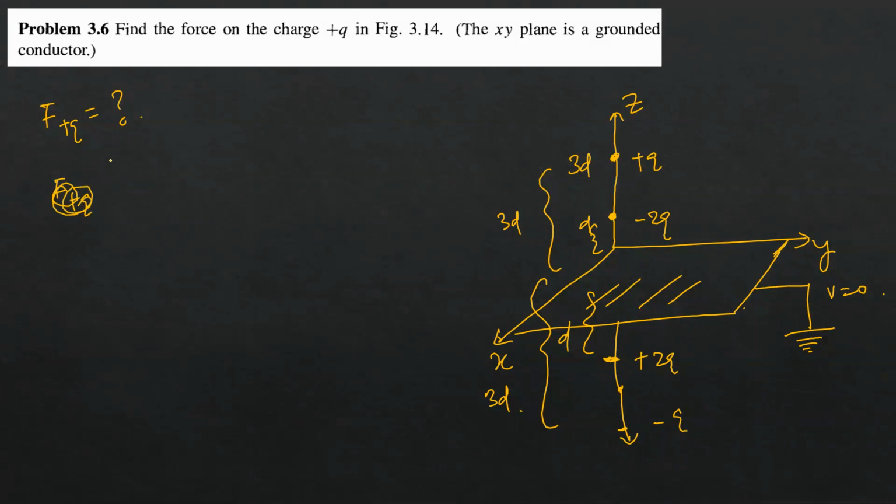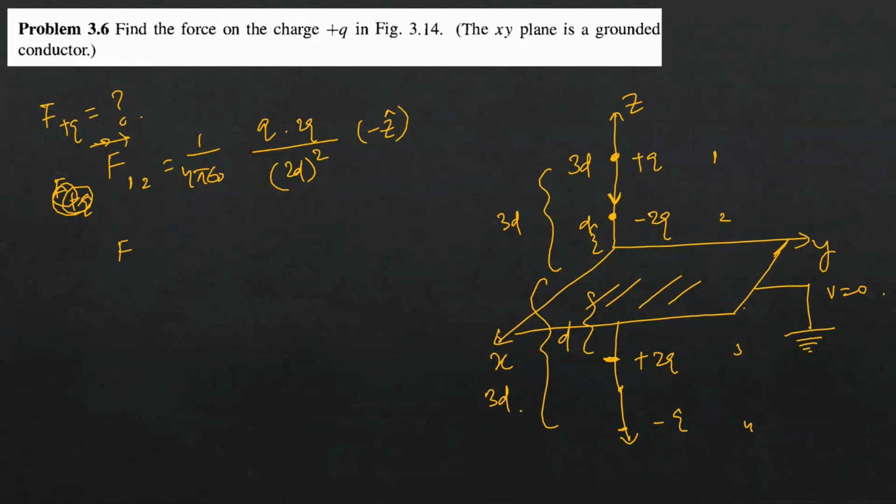One, two, three, four. Four charges, right? So we have to find the force on charge one. The force on one because of two: what is the distance between them? 2d. So 1 by 4 pi epsilon naught, q into 2q divided by 2d whole square. And the direction will be towards minus 2q, so that is minus z cap.